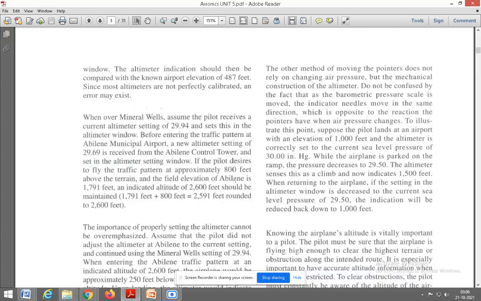So most of the time, that altitude value will not be correct. It may have some errors. Okay.